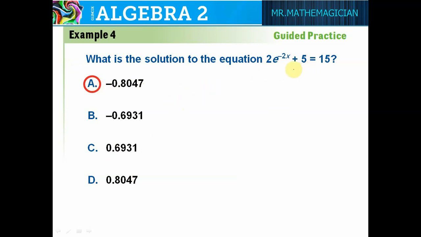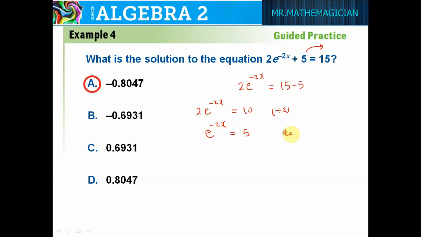This is the original equation. I take 5 to the other side in negative, so it will be 2e to the negative 2x equals 15 minus 5. So 2e to the negative 2x equals 10. Now I will divide by 2 for both sides. So e to the negative 2x equals 5.